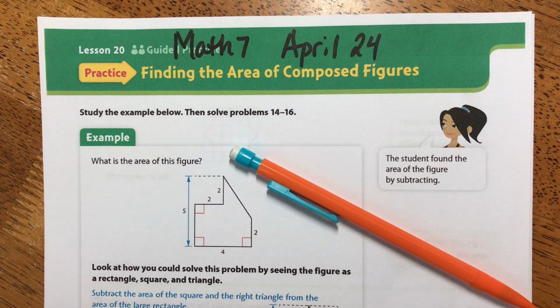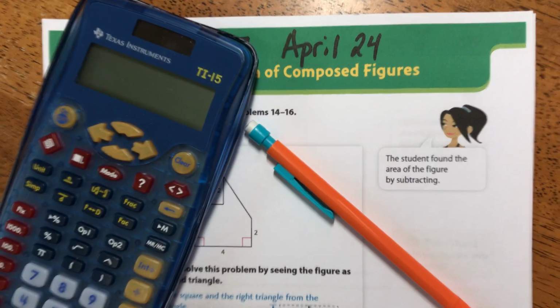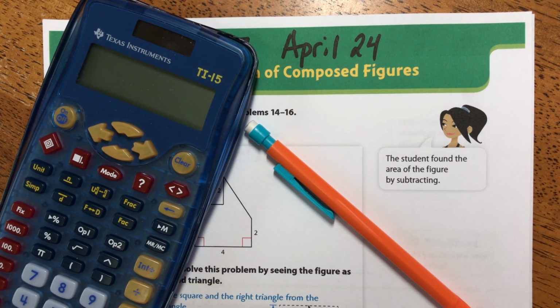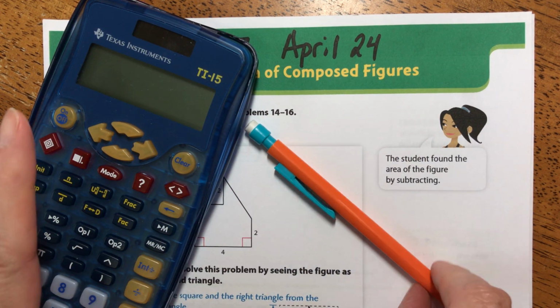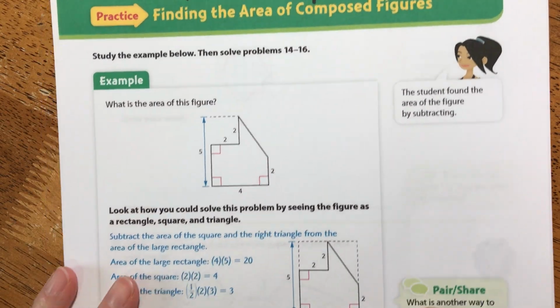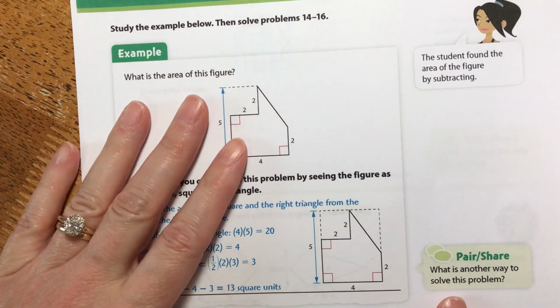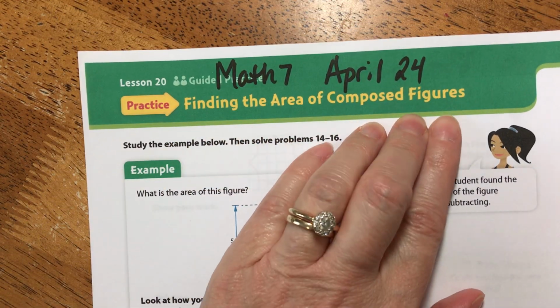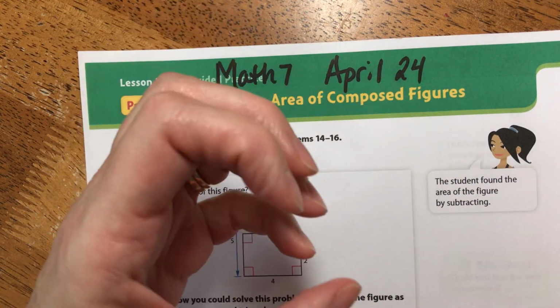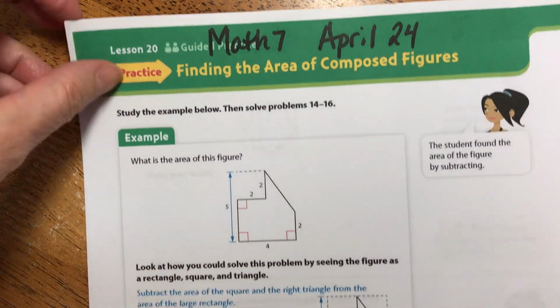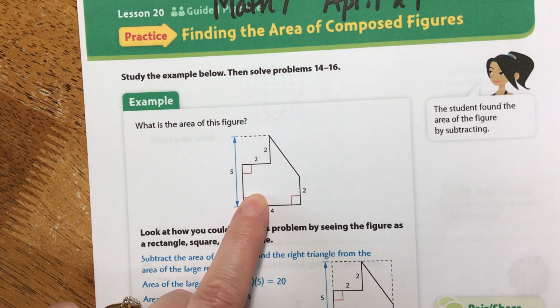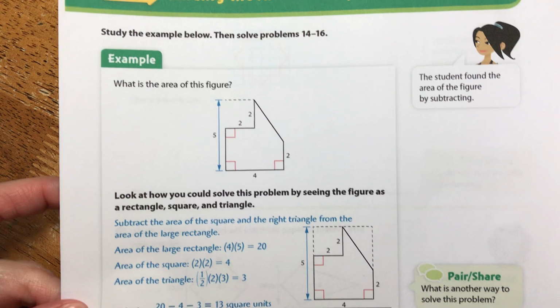I've got a pencil, and I got a calculator, and I do have a ruler nearby to section off my shapes, okay? I'm not going to take time to go through the example. They always give us one to look at. Remember that we're doing area of composed figures. That means that these are shapes that have a bunch of stuff pushed together. This one looks like a rectangle and a triangle. That's what most of ours are today.